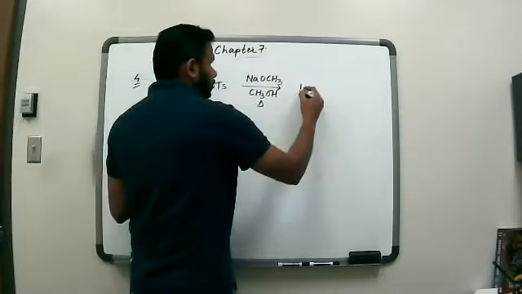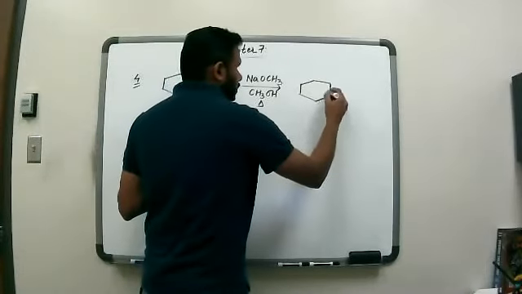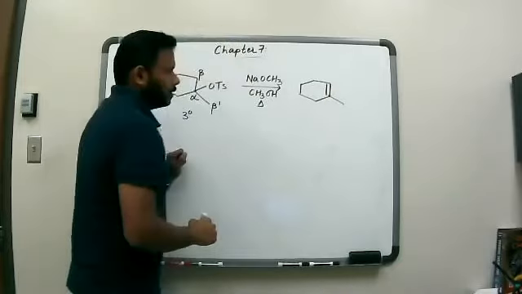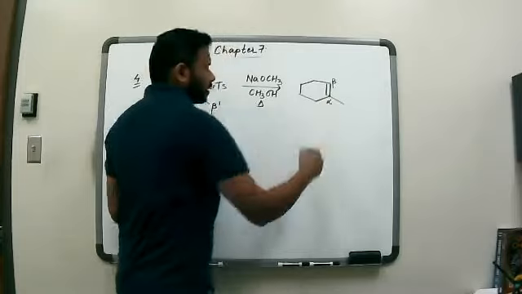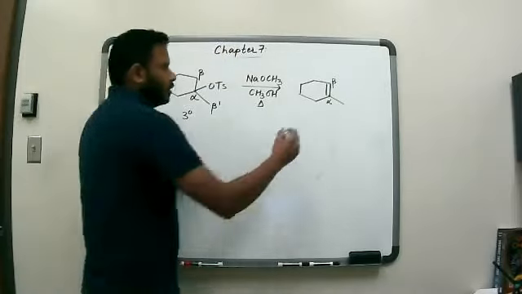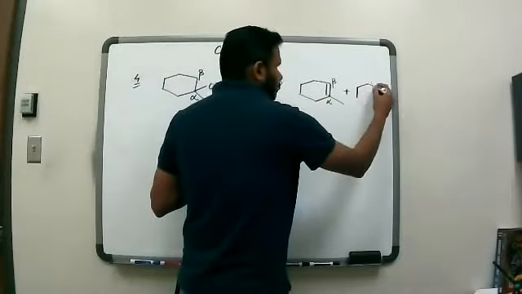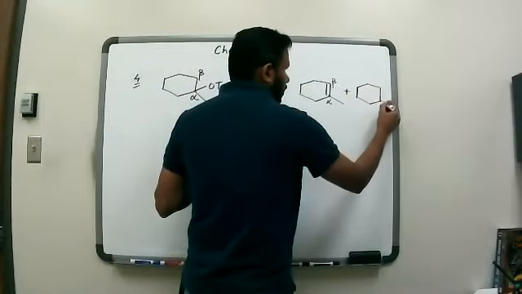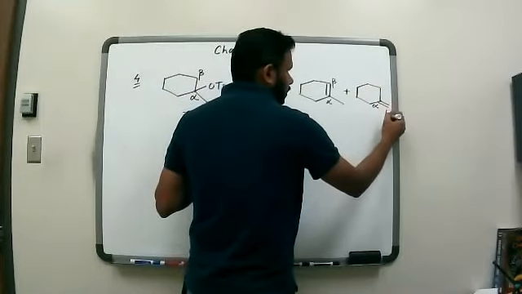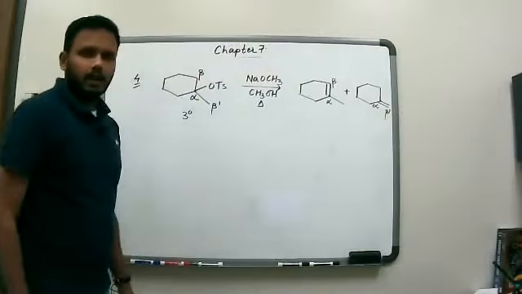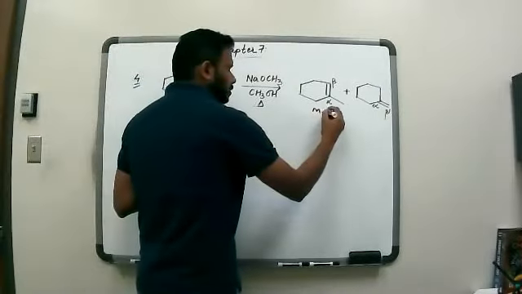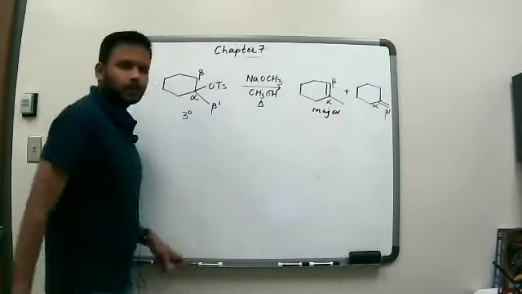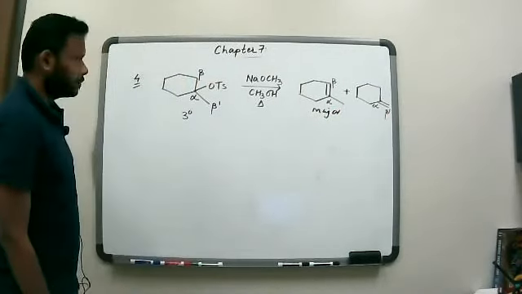So our products here are going to be this tri-substituted alkene, plus, with alpha and beta prime, a di-substituted alkene. Those would be our products. The major product is going to be the tri-substituted alkene.